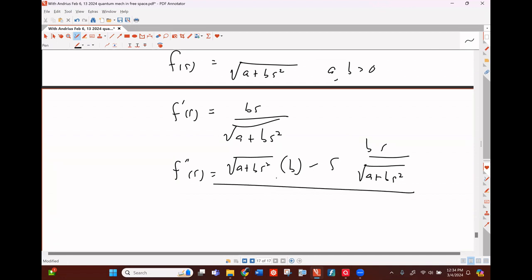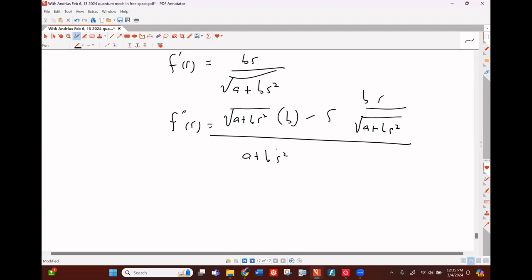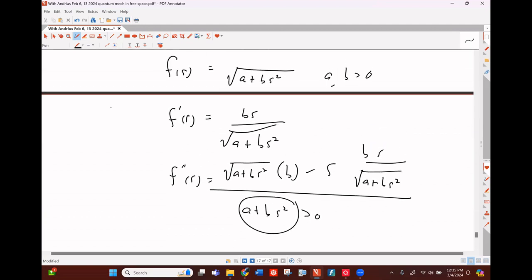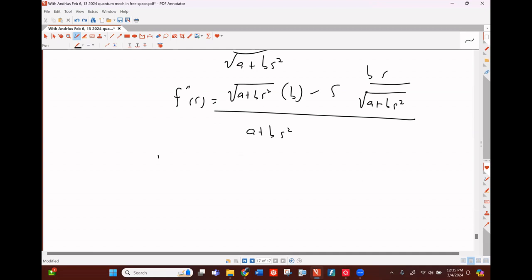Over bottom squared. Okay. Now, this is always positive. And what we want to show is that the top is always positive also. So I want to multiply through by the square root of a plus b s squared. That's not going to affect the positivity of the top.